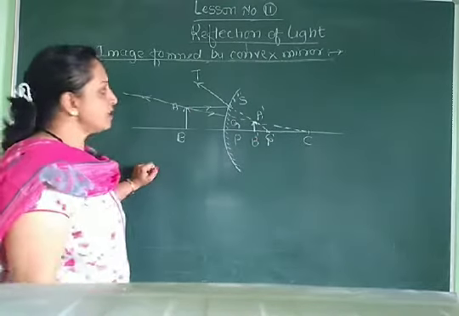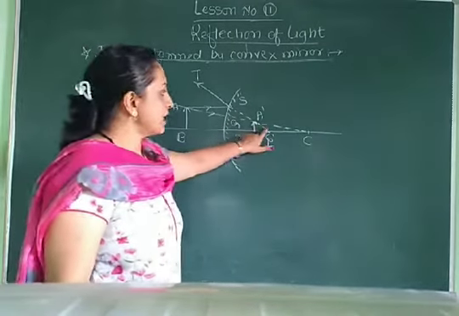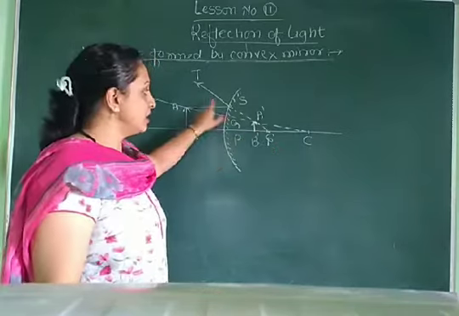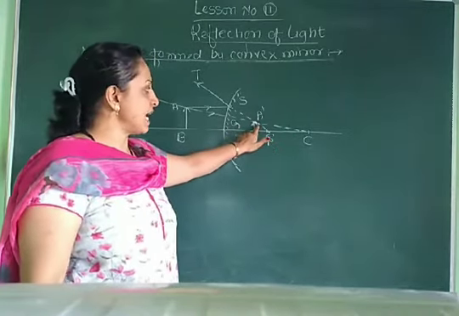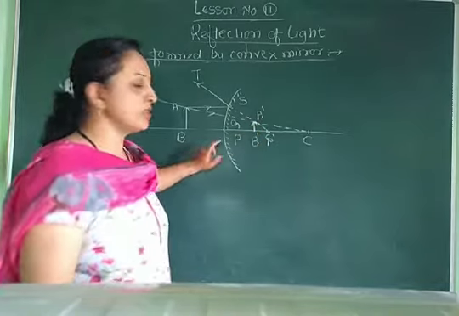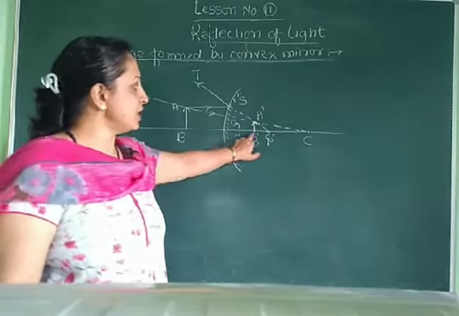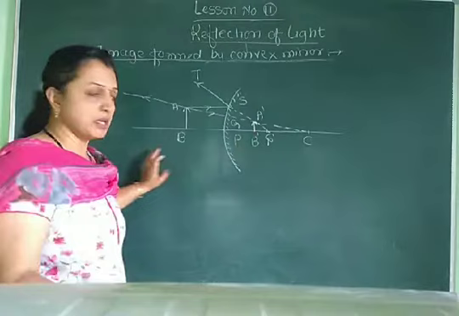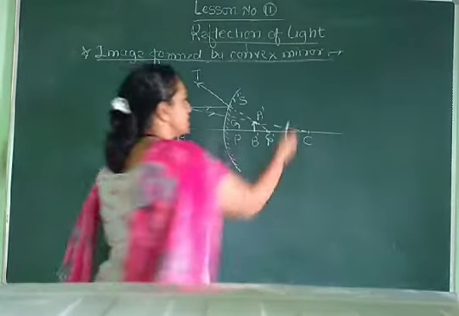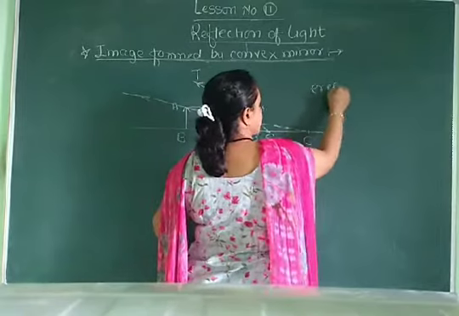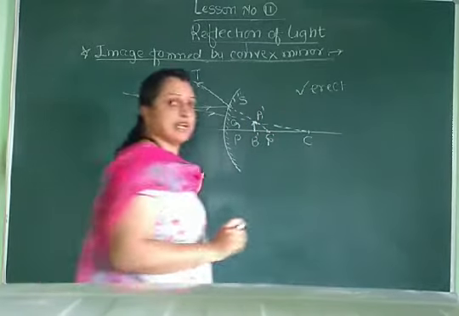So we get here the image, because these dotted lines are the reflected rays. These reflected rays meet each other at the back side of the mirror, and we get such an image A dash B dash behind the mirror. And you can see the nature of the image. This image is erect, isn't it? This is an erect image.